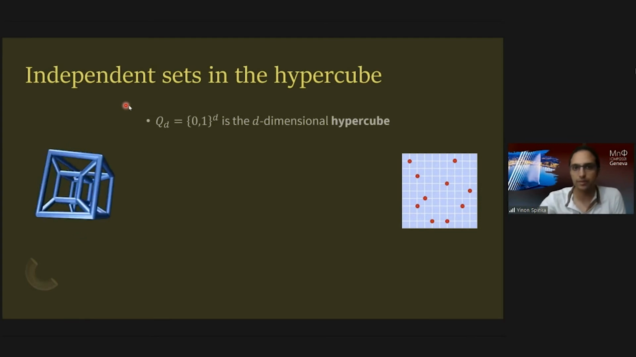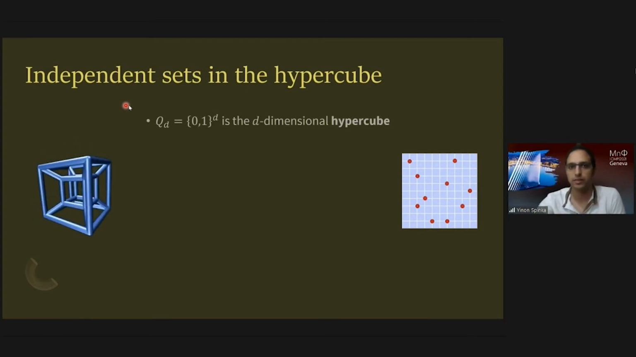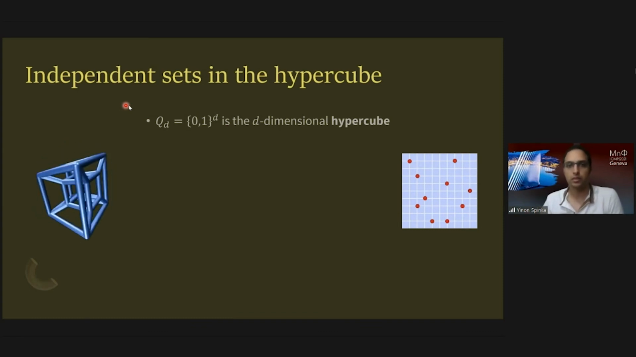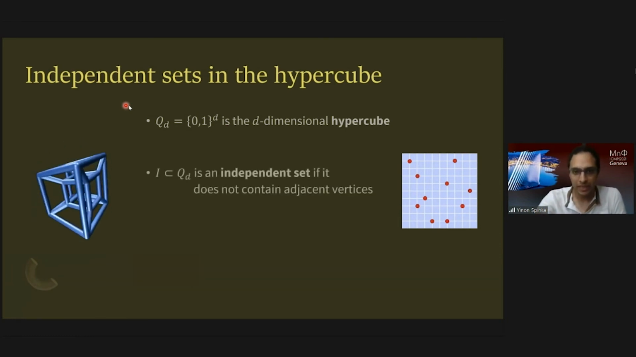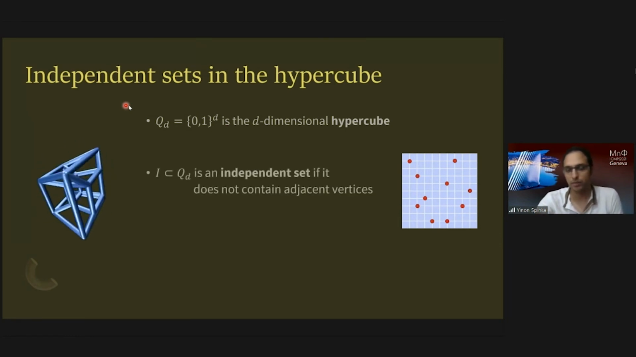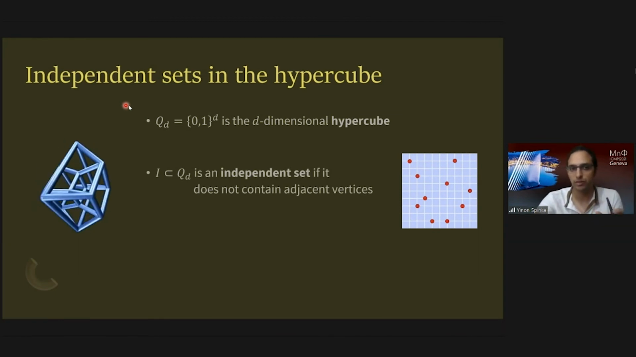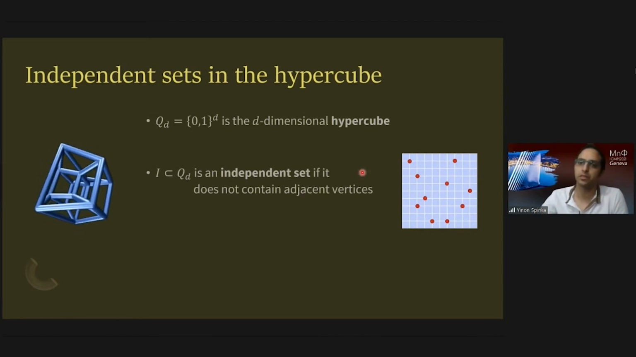And I view this as a graph with nearest neighbor adjacencies, or if you wish, the Hamming graph. So two vertices are adjacent if they differ in exactly one coordinate. And an independent set is a subset of vertices which does not contain any two vertices which are adjacent to each other.